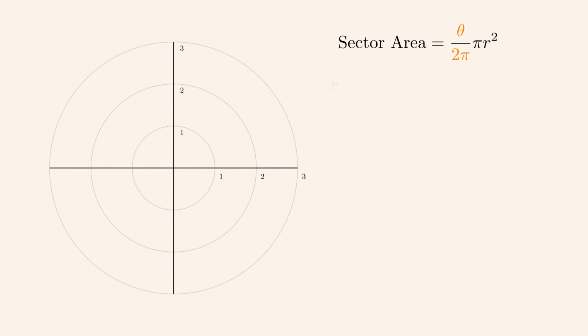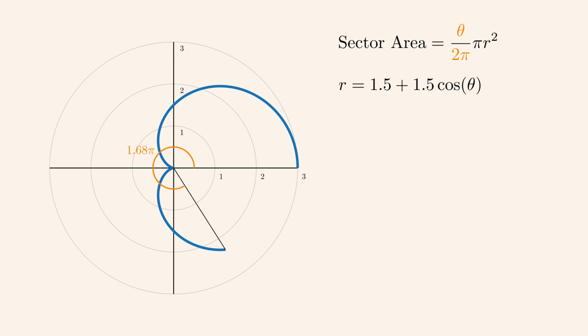Let's sketch our cardioid. We want to find the area enclosed by it. But first, let's just consider the area in the first quadrant. We cannot just use the sector formula because the cardioid isn't a simple circular sector.